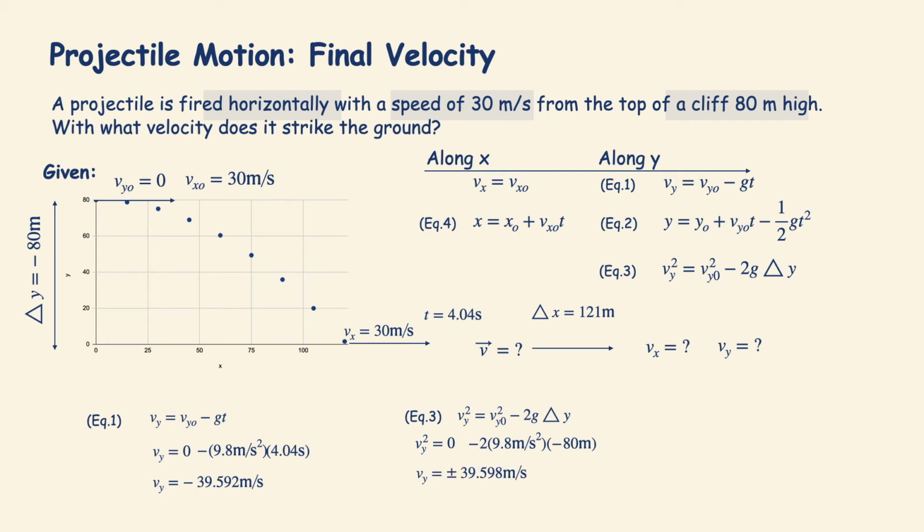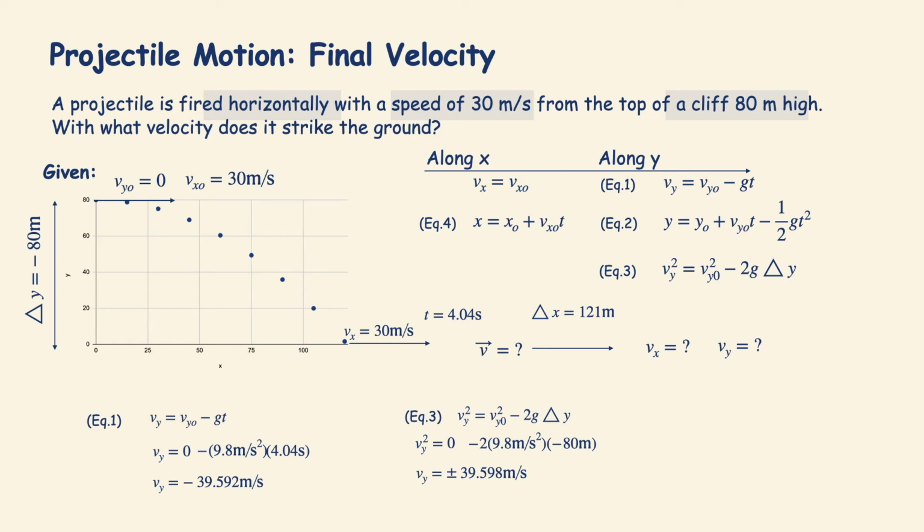So here, after I take the square root of the product on the right, I see that the velocity along the y mathematically has to be either plus or minus 39.598 meters per second. Now, physically, I know the correct answer is going to be negative, and I'm going to take only the negative value as my answer for the y component. But I actually have a bigger problem.